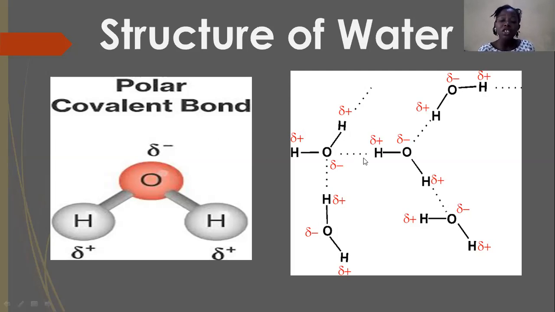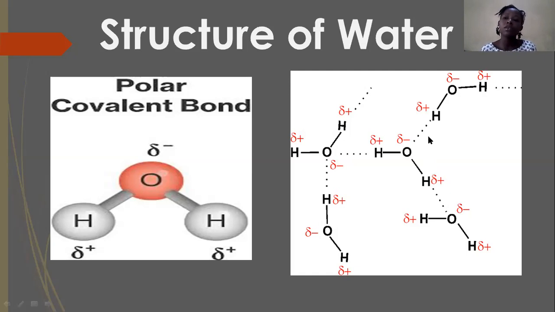Now, the hydrogen bond is what makes water have a high boiling point. The molecular mass of water is 18. But compare it to other substances which have even higher mass than water. They have low melting and boiling points, but water has a high boiling point of 100 degrees centigrade. So it's due to this hydrogen bond. Another thing that the hydrogen bond does is that it helps in the floating of ice in water.